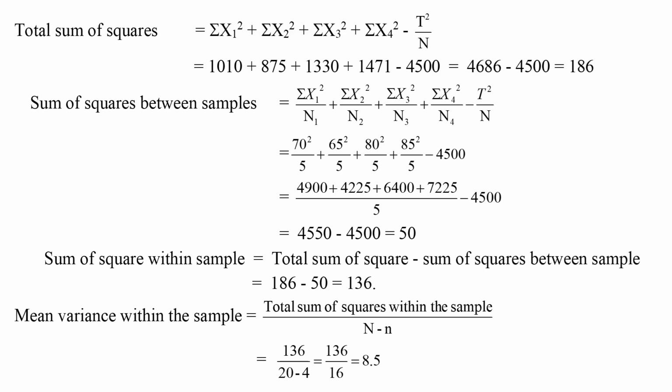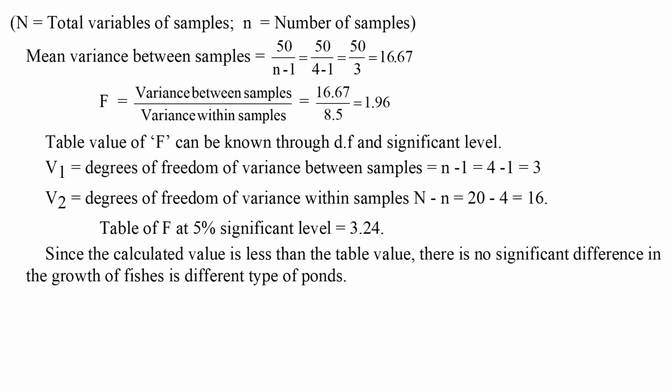Mean variance within the sample equals 8.5. N equals total variables of samples, n equals number of samples. Mean variance between samples equals 16.67. F equals 1.96. The table value of F can be known through degrees of freedom and significance level. V1 equals degrees of freedom of variance between samples equals n minus 1 equals 4 minus 1 equals 3. V2 equals degrees of freedom of variance within samples, N minus n equals 20 minus 4 equals 16. Table value of F at 5% significance level equals 3.24. Since the calculated value is less than the table value, there is no significant difference in the growth of fishes in different types of ponds.